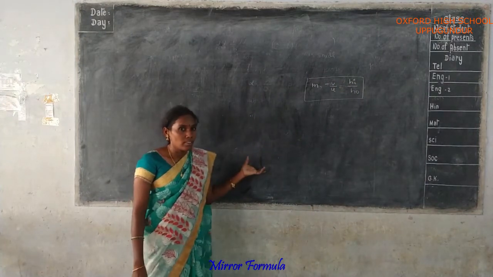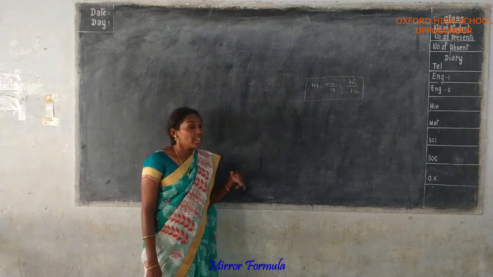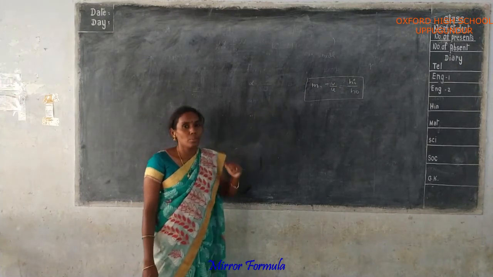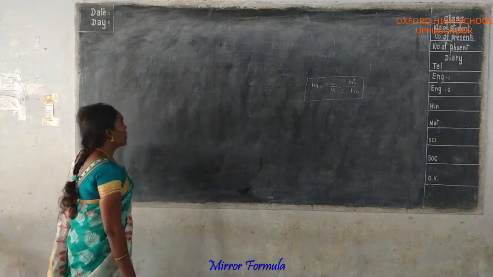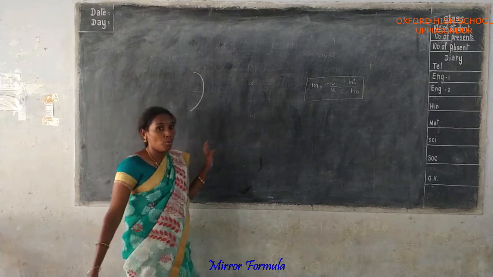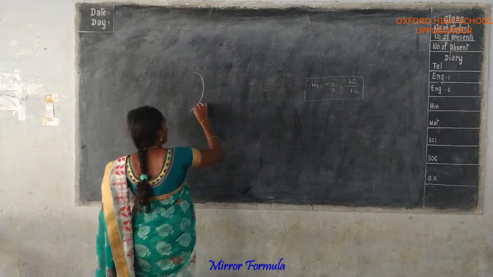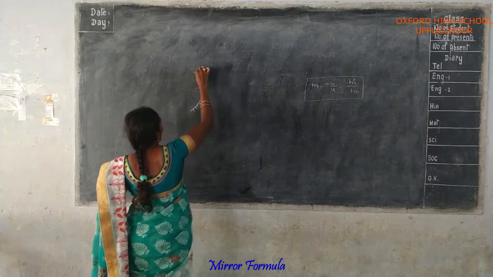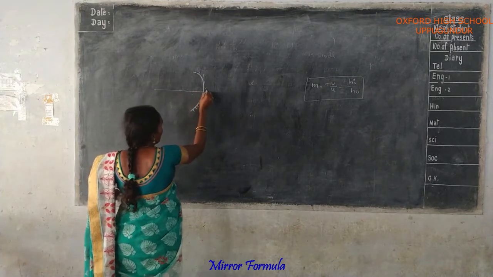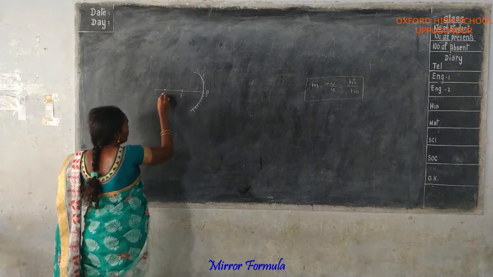In this lesson I have to derive the magnification m is equal to minus v by u. This formula is applicable to either convex mirror or concave mirror. This is for concave mirror, and this is for pole, next focus and next center of curvature.